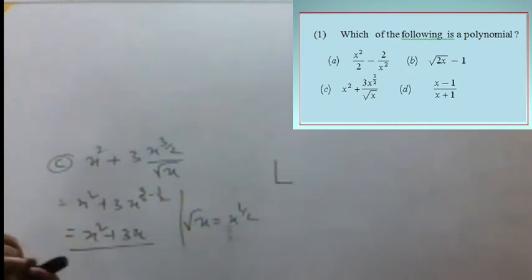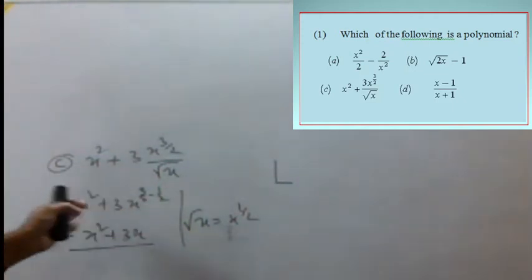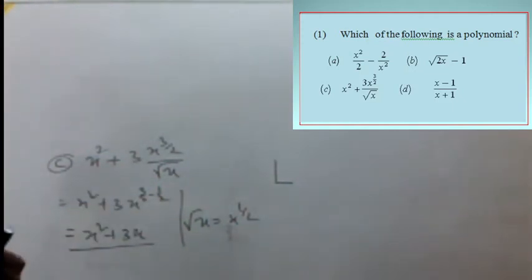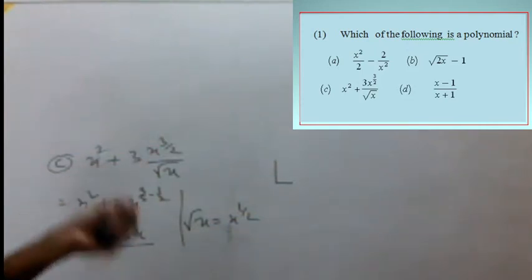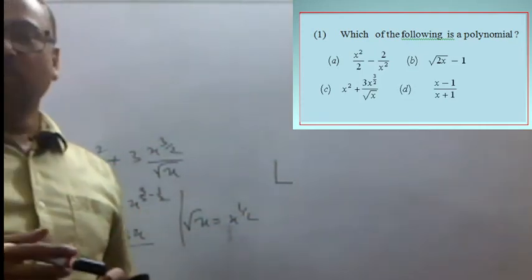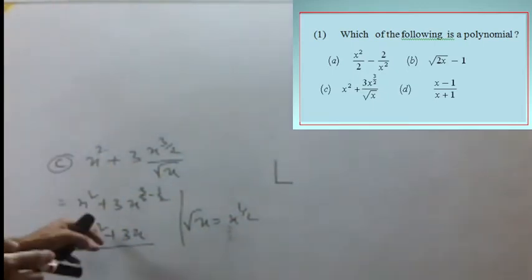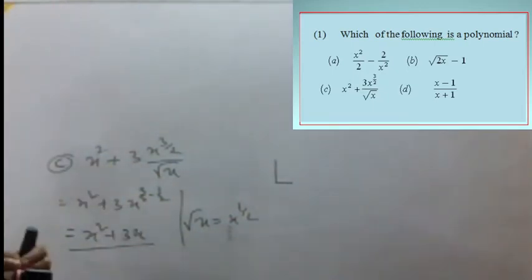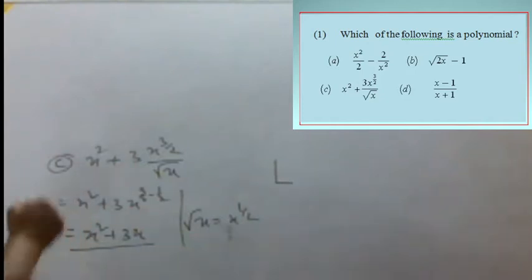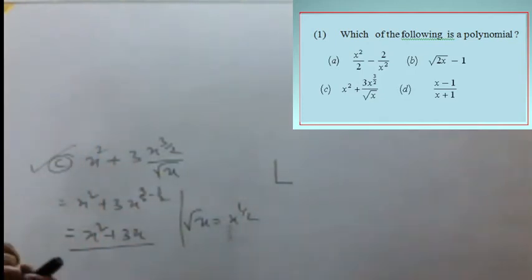By the definition of polynomial, there is a non-negative power and no fractional power. An expression is said to be a polynomial if the power of the variable is a non-negative integer. So here the power is 2 and here 1. So option C is the correct option.